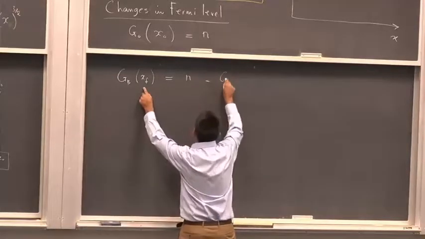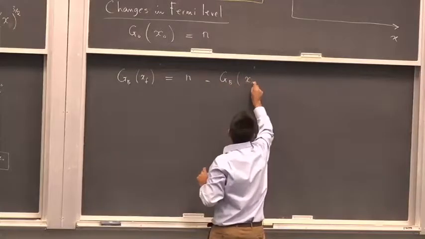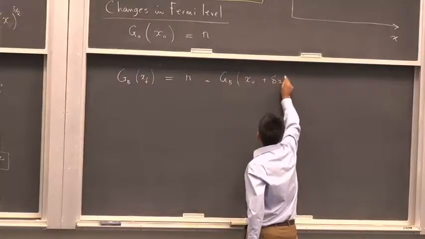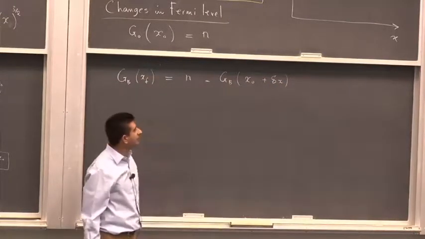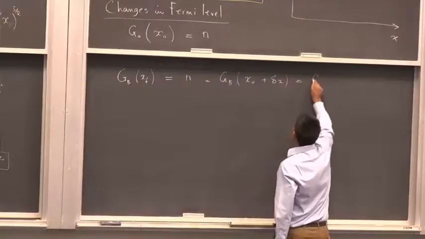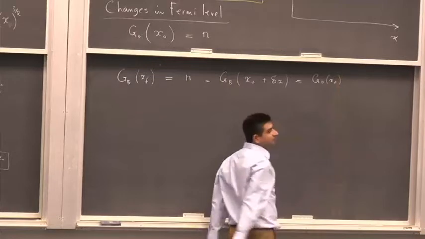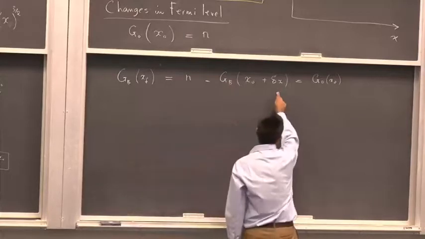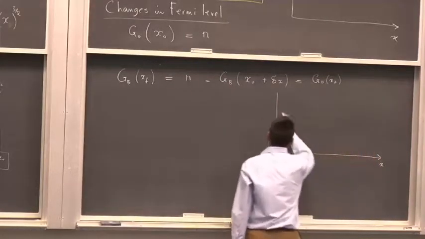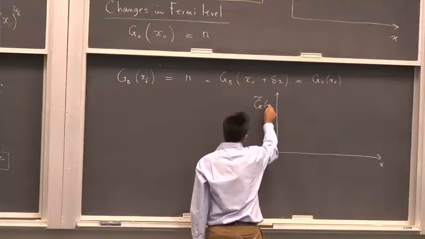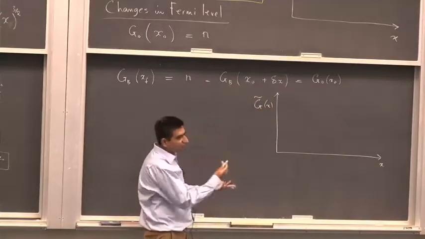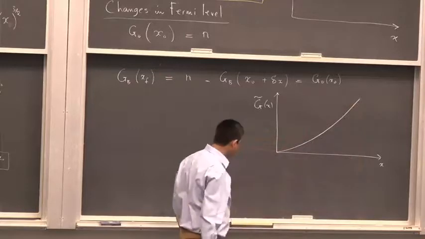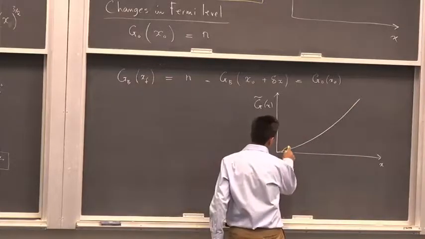But GB at XF, suppose XF is the old Fermi level, x naught, plus some change in the Fermi level, must equal G naught at x naught, because N must remain the same. So now if I redraw that curve over there, I have x, I have some integrated density of states. I'm putting a tilde because it's normalized. One curve goes like this, in the absence of a field. In the presence of a field, my curve looks like this.